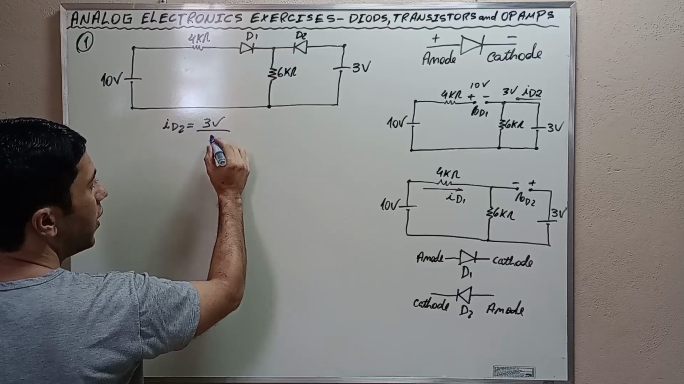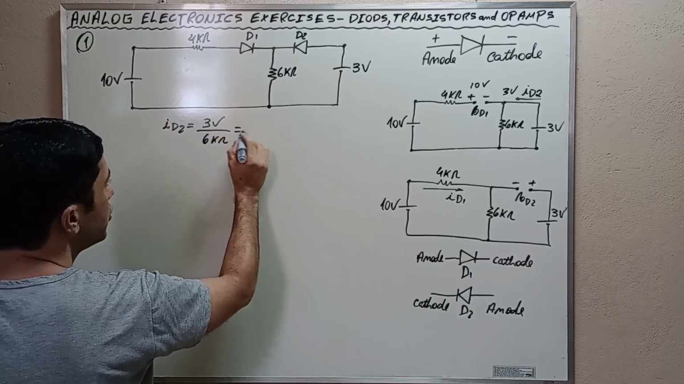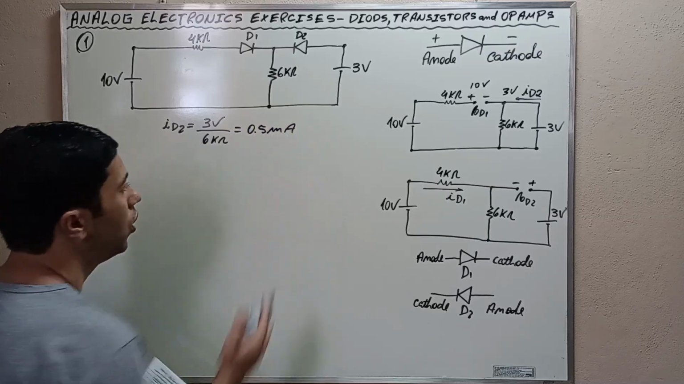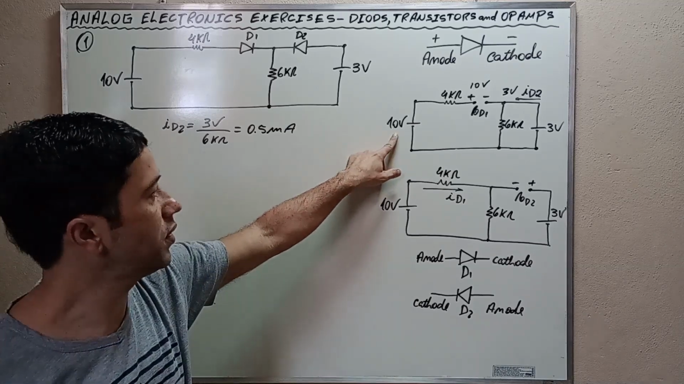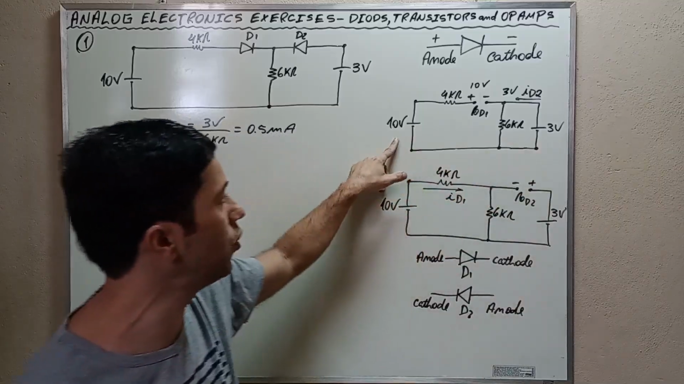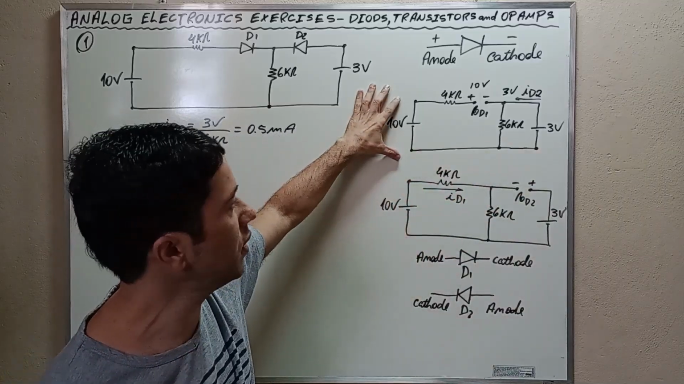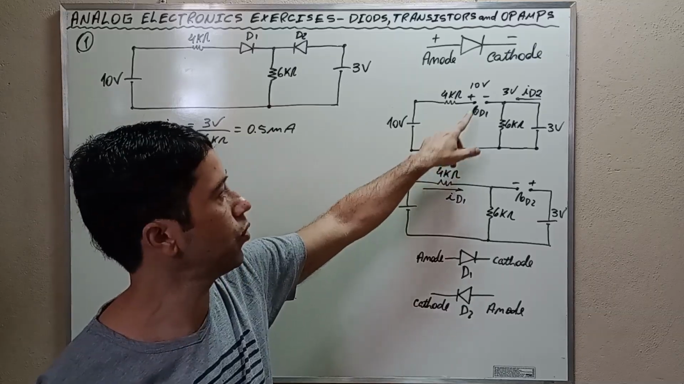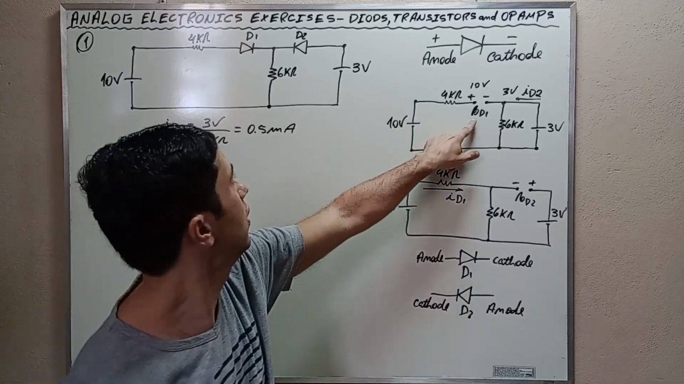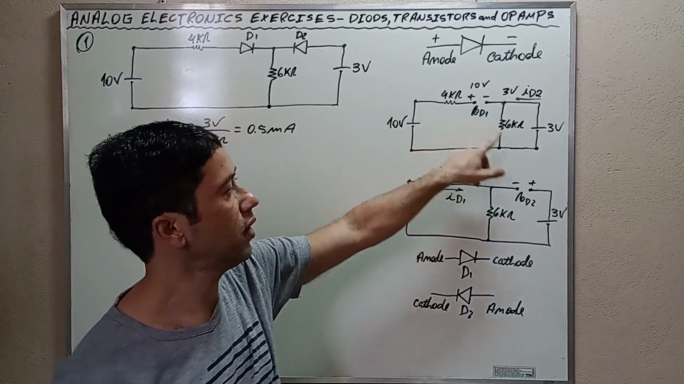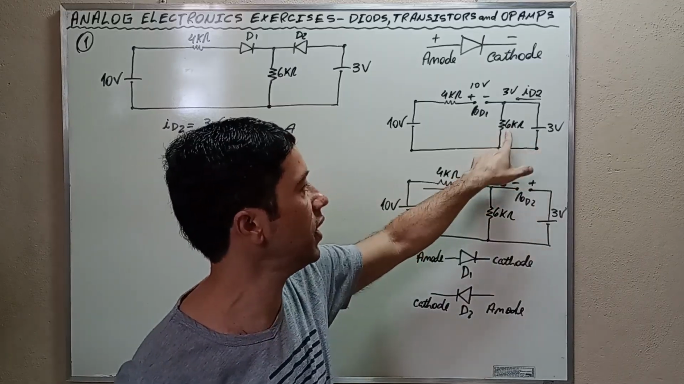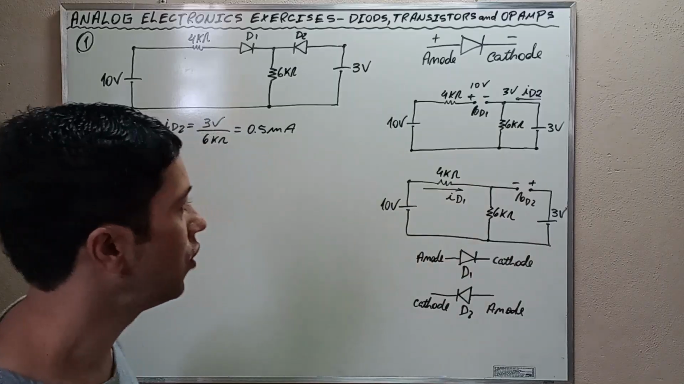3 volts divided by 6 kilo ohms, which is equal to 0.5 milliamps. Why did I not use 10 volts? Why did I use 3 volts? I used 3 volts instead of 10 volts because this source here is not participating in the circuit. The circuit is open here because we imposed the condition that D1 is not conducting. Then the only current comes from this voltage source here and passes through the 6 kilo ohms resistor.